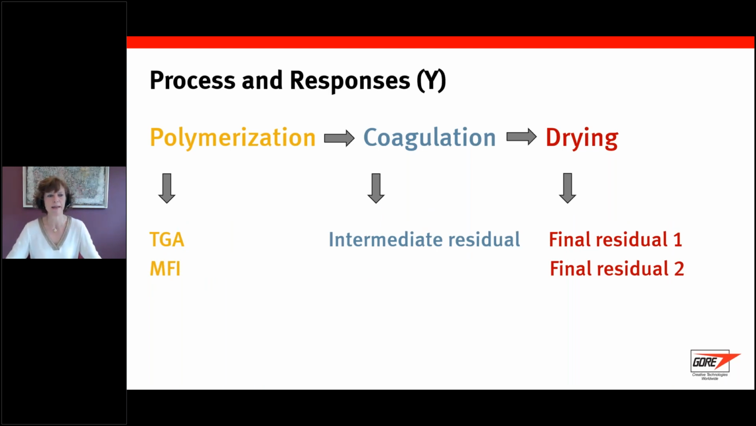One important thing here is the product properties, TGA and MFI, can be measured right after the polymerization. So when we take those samples and measure them, they haven't seen the factors for coagulation and drying. The intermediate residual that we measure has seen all factors of polymerization and coagulation, and for the drying, we measure another 2 residuals, and they have seen all factors active.